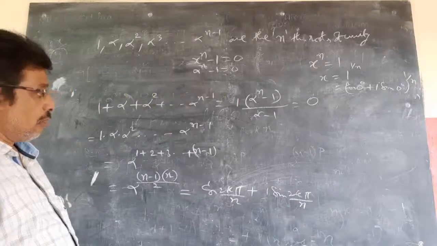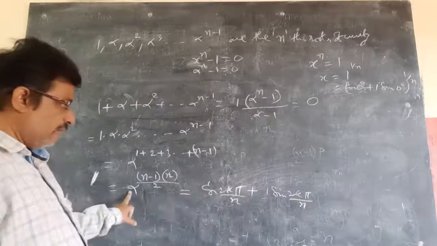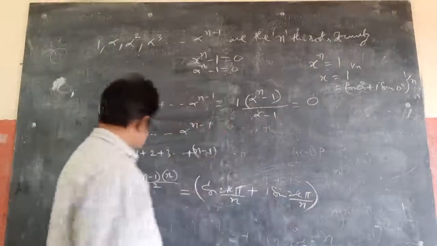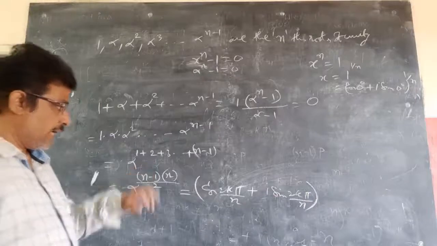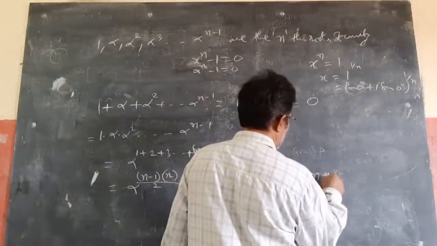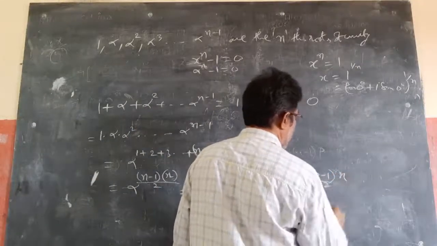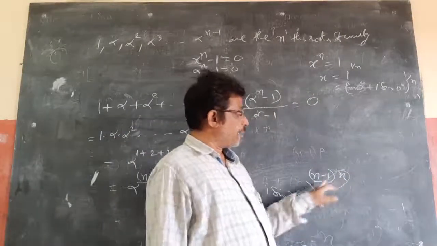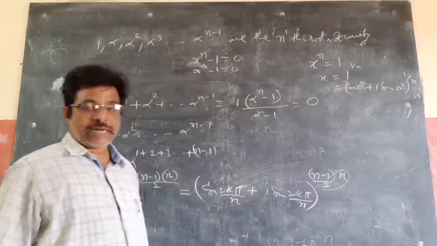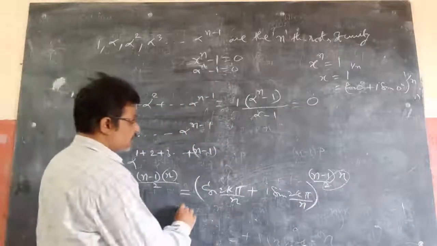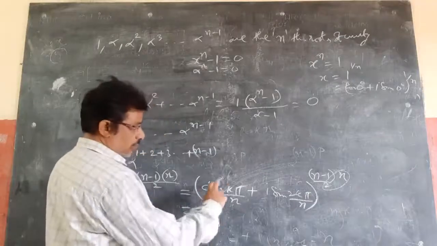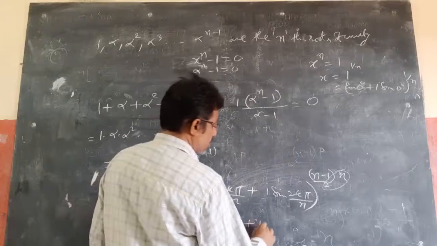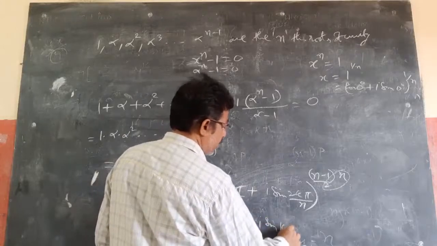So alpha is this only, the nth roots of unity, with whole power (n minus 1) by 2 into n. I am bringing this n by 2 inside according to De Moivre's theorem. If I bring n by 2 inside according to De Moivre's theorem, 1 power n is cos n theta plus i sin n theta. So that becomes, 2 gets cancelled, n gets cancelled, cos k pi plus i sin k pi.